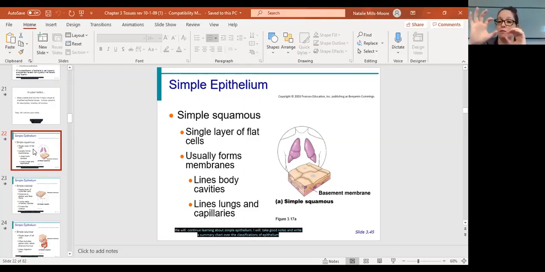You have to have that one cell thick alveoli because then you have the blood vessel right here, which is also one cell thick. You need it to be as thin as biologically possible so that gas exchange can occur as rapidly as we need it to in order to maintain life processes.